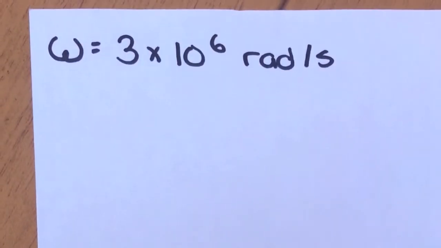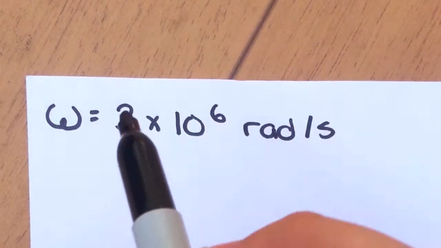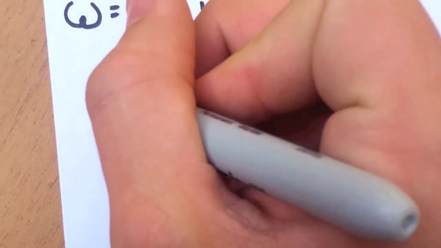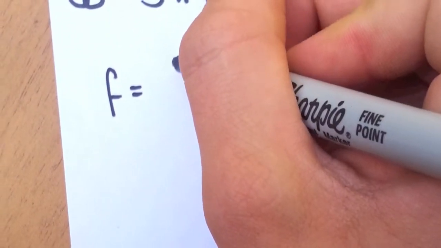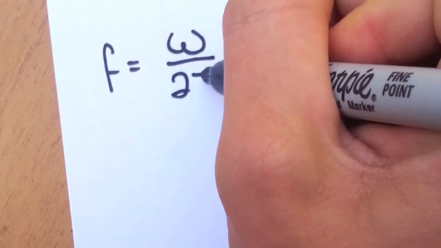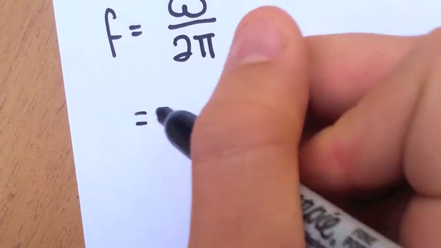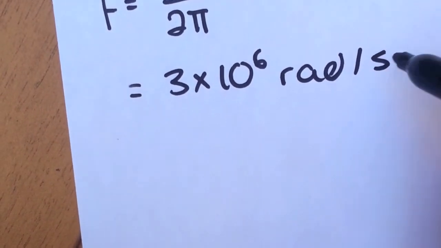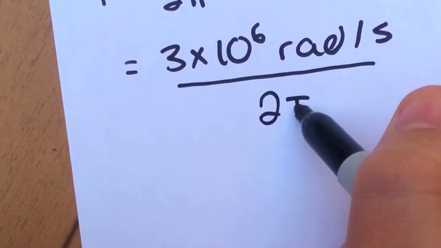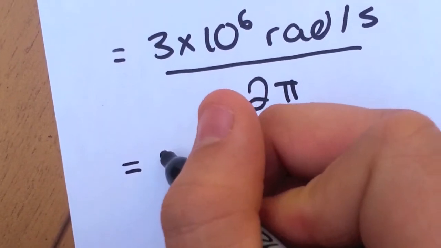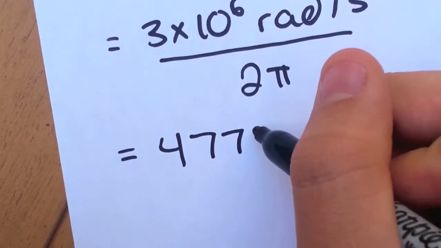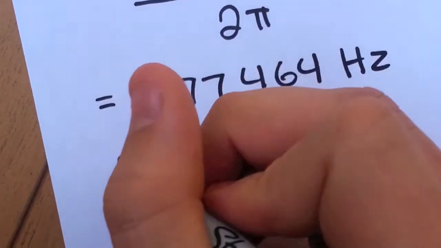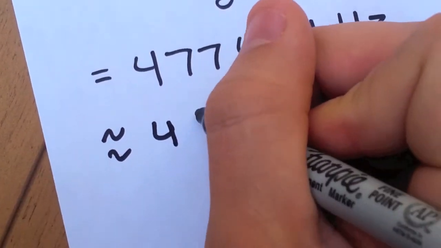For part C, to find the frequency, we're going to use omega equals 3 times 10 to the 6 radians per second as given in the problem, and then use the equation that frequency is equal to omega over 2 pi. If you take 3 times 10 to the 6 radians per second all over 2 pi, the answer comes out to 477,464 hertz. This is approximately equal to 480 kilohertz.